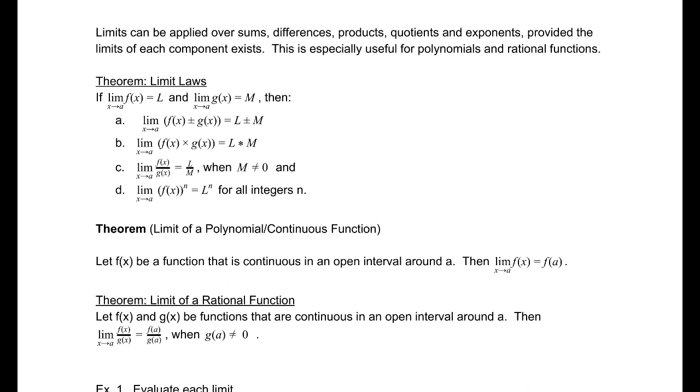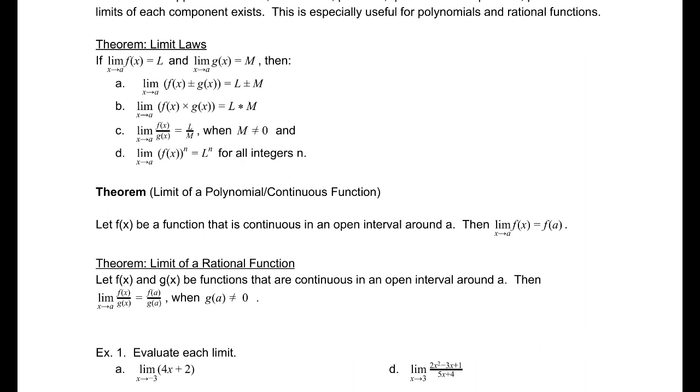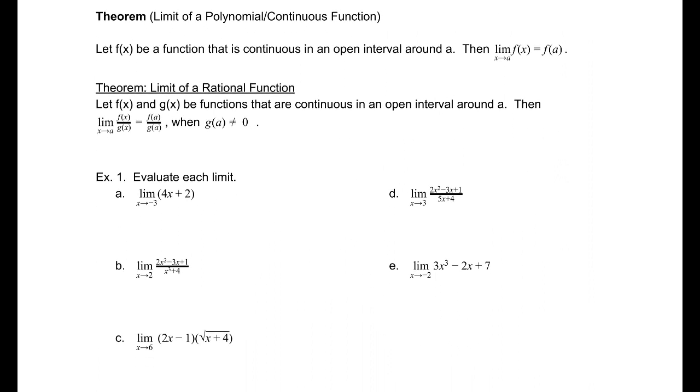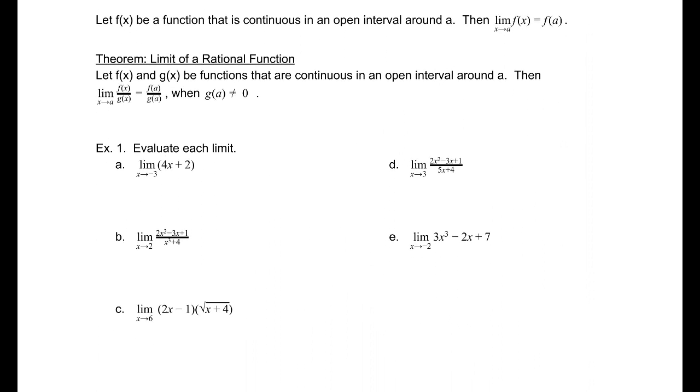Next, a rational function. If you have two functions that are both continuous, so the numerator and the denominator of our rational function, then we can just evaluate at a, provided we are not dividing by 0. Dividing by 0 is not very good. We can't do that. All right, so let's take a few of these and evaluate. Well, we have a polynomial. We have 4x plus 2, so we can just plug in the value there. 4 times negative 3 plus 2, which is negative 10.